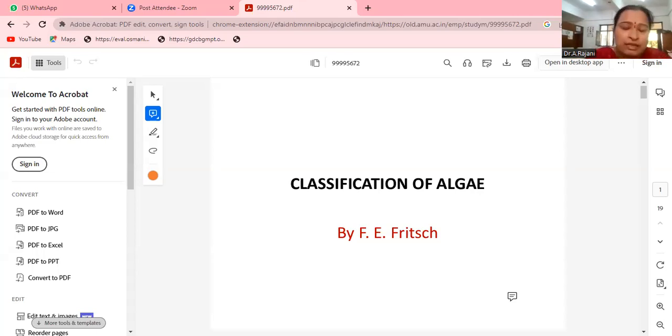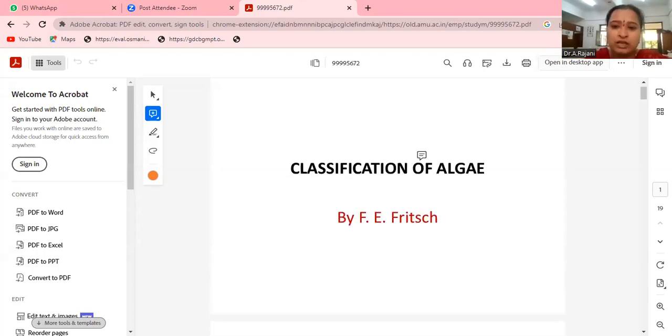Classification in algae. Tell me anyone, what is the study of algae? I told you yesterday, it is phycology. Phycology. Next, after general account and thallus organization, what is the algae classification? But at degree standard level, you study only the Fritsch classification. In PG, different scientists have different classifications. But at degree level, only the Fritsch classification is in your syllabus. Okay. What is the classification?